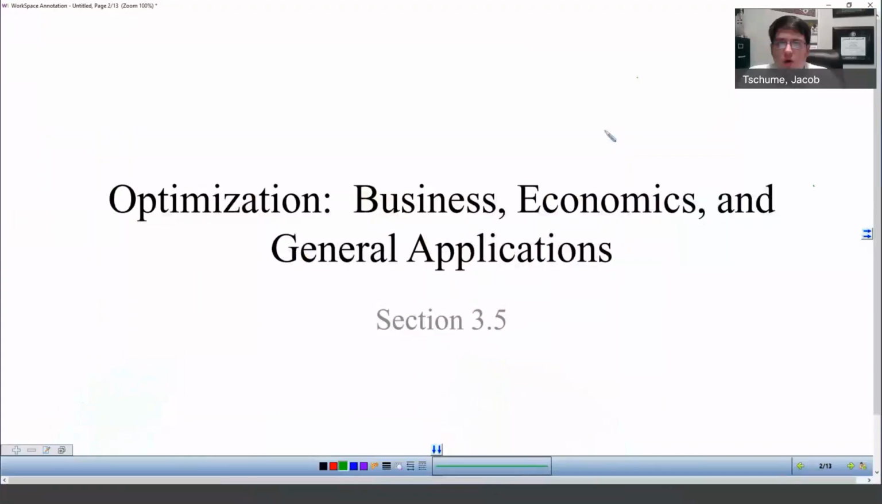All right, in this video, we are going to move into section 3.5, which is the second section that talks about optimization. Instead of doing just absolute maxes and mins, in this section, we're going to do business, economics, and general applications. Now, this section is still about maximizing and minimizing stuff, but it's going to be more than just functions. We're going to maximize and minimize certain word problems and formulas that are already provided.